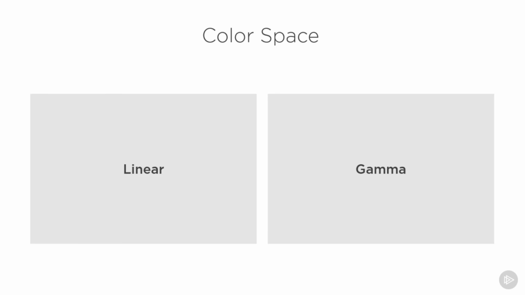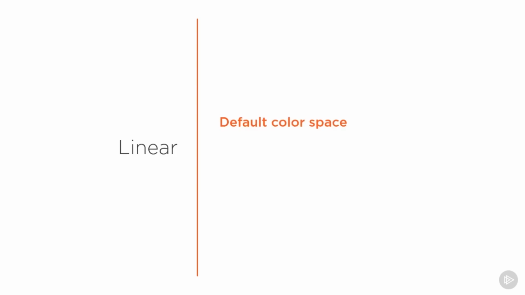Color space determines how color mixing will work in the lighting calculations in your scene. The two color spaces are linear and gamma. The linear color space is the default space in Unity. It looks more realistic and colors will brighten linearly as light intensity increases.